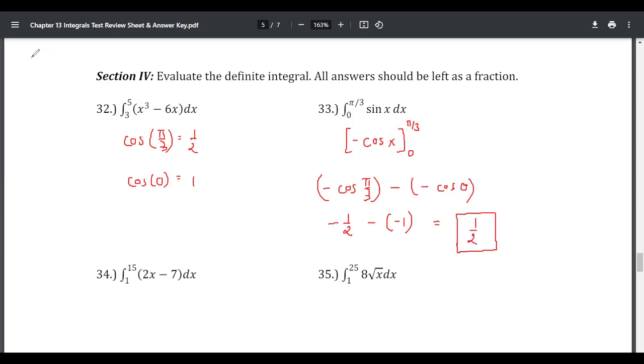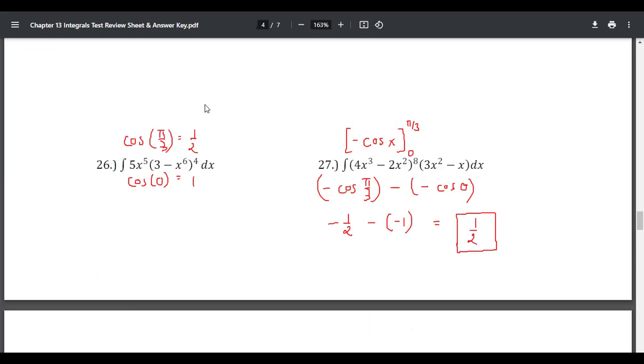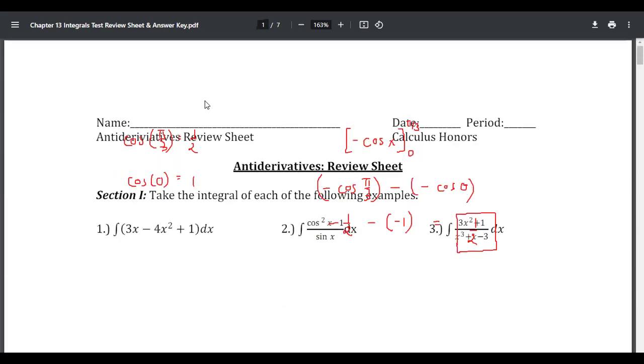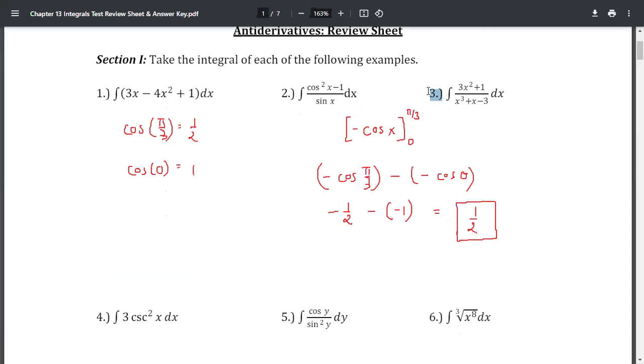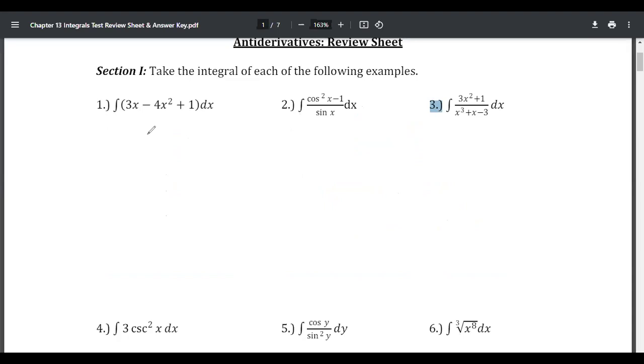Okay. I see that you are comfortable with this, but I want to move on to what we left off in the first step. I want to do this one, question 3. Okay. Try U substitution. What is U? Is it x cubed plus x minus 3? That's one way to do it. So what is du in that case?